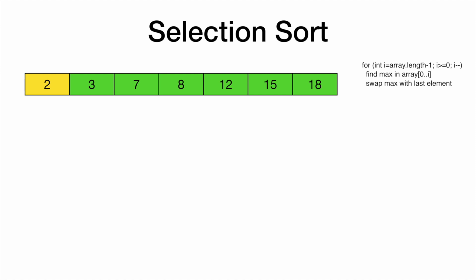So really, we don't need to go all the way to, so here we're saying I goes to 0. Really, we could stop at 1. So we could say I is greater than 0, right? Because that final element, we know, once we get to that point, it has to be in the right place.